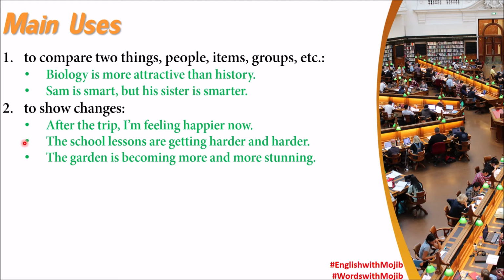Next one. The school lessons are getting harder and harder. Changes. It's showing changes. Next one. The garden is becoming more and more stunning. Stunning means very beautiful, impressive, attractive.